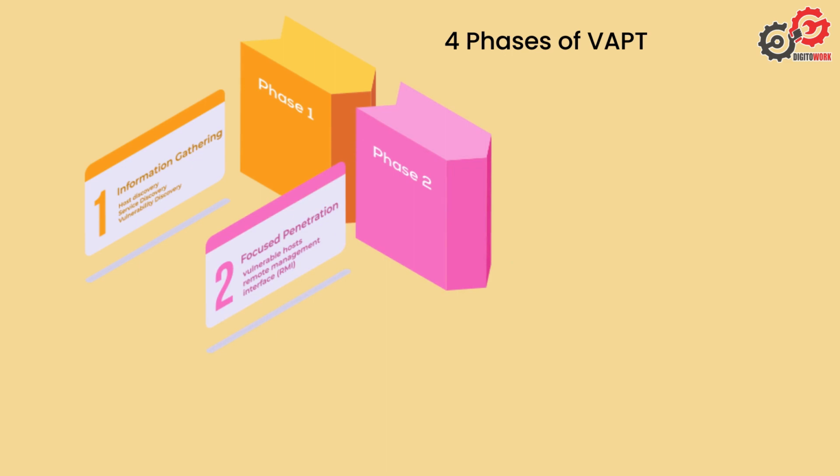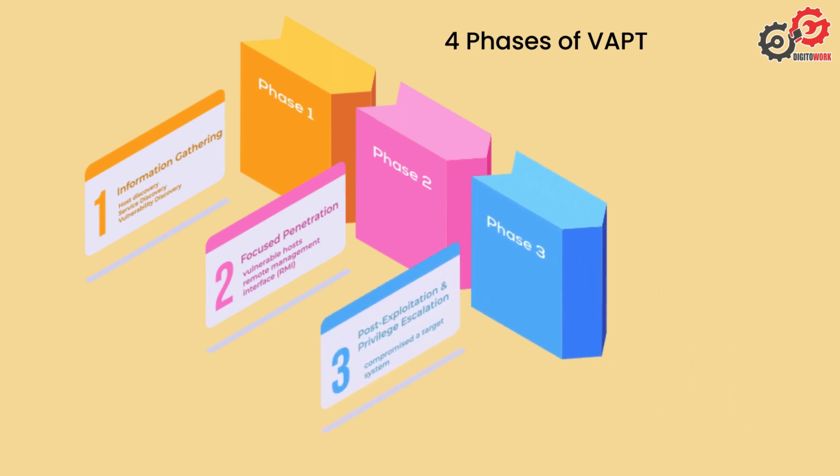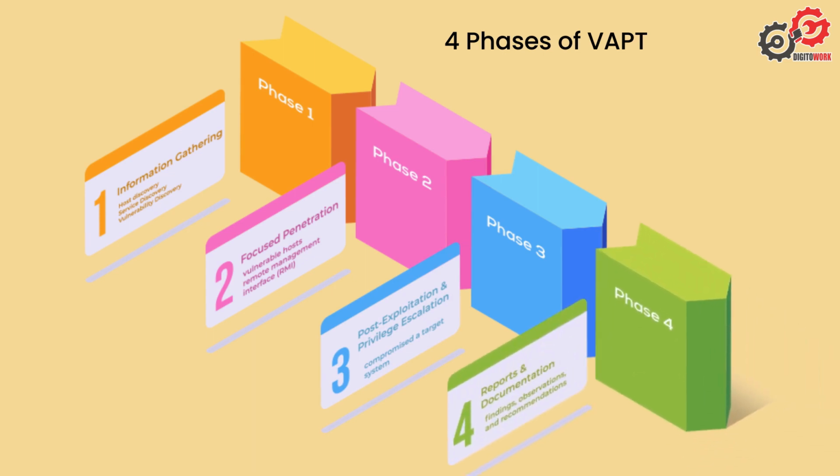These may include just logging directly into a remote management interface, RMI, service, such as remote desktop, RDP, or secure shell, SSH. Phase 3. Post-exploitation and privilege escalation. It is all about what network attackers do after they've compromised a target system. Phase 4. Reports and documentation: findings, observations, and recommendations in a concise and actionable report.